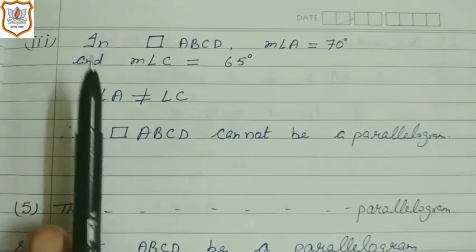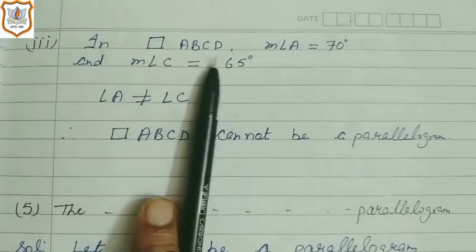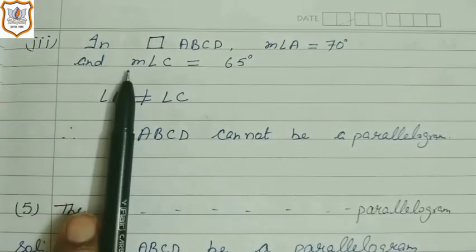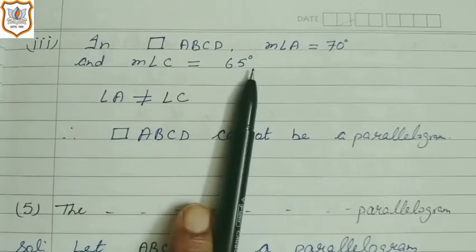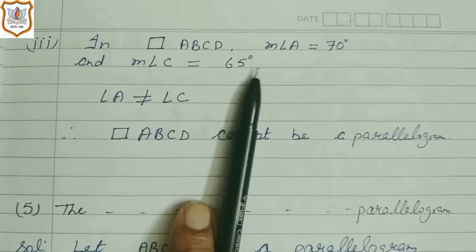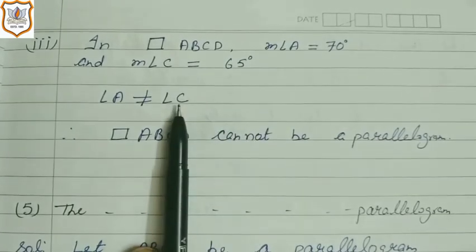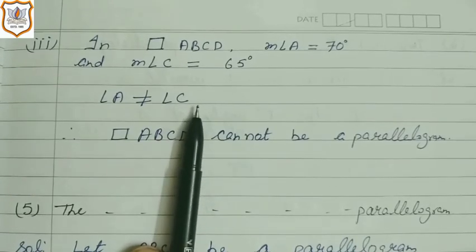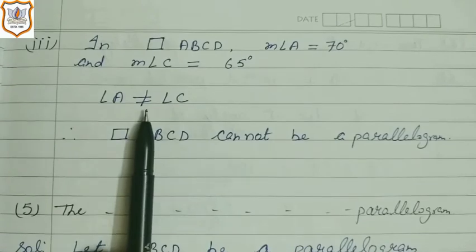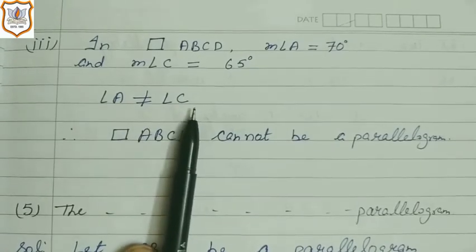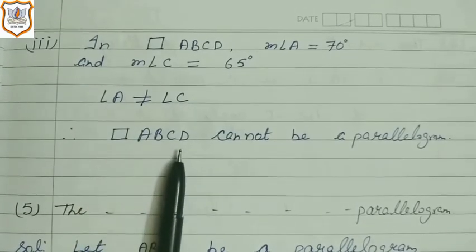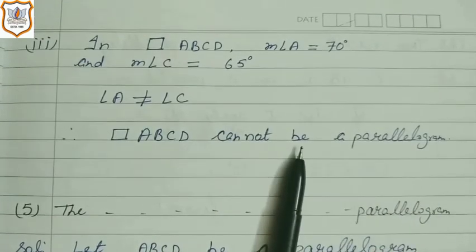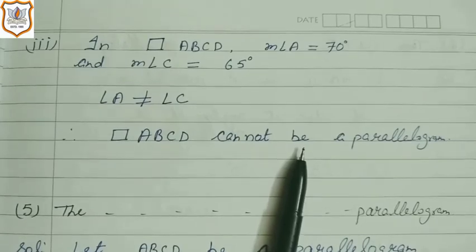In third part, in quadrilateral ABCD, measure angle A is 70 degree and measure angle C is equal to 65 degree. Here angle A and angle C are opposite angles, and in this quadrilateral angle A is not equal to angle C. So quadrilateral ABCD cannot be a parallelogram because in a parallelogram opposite angles are equal.